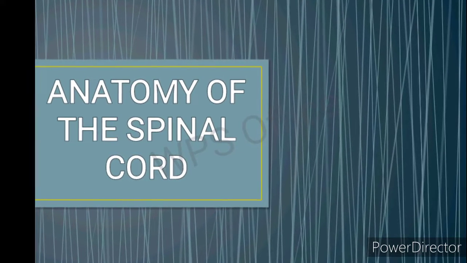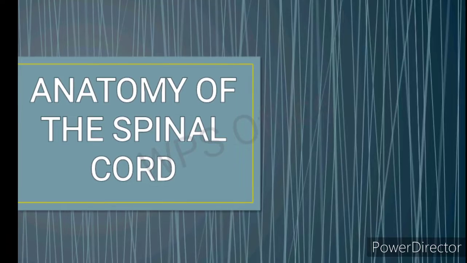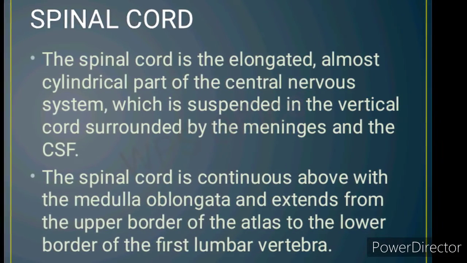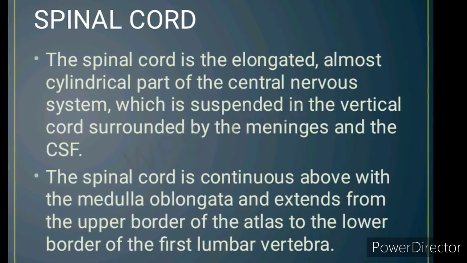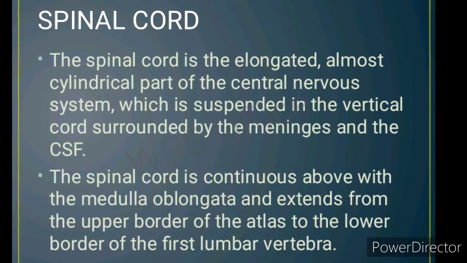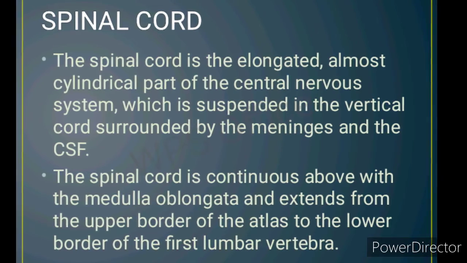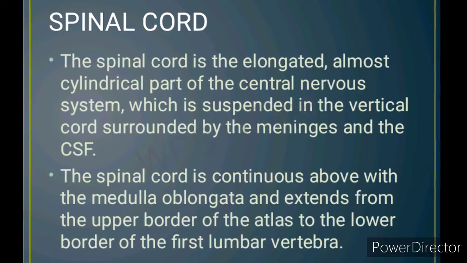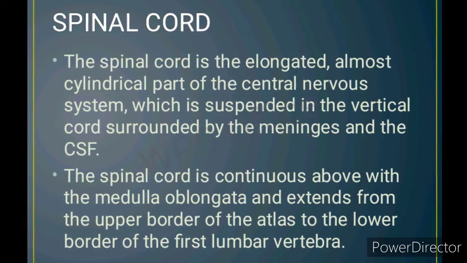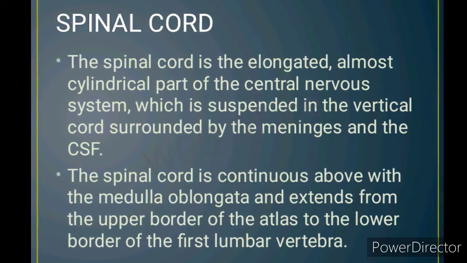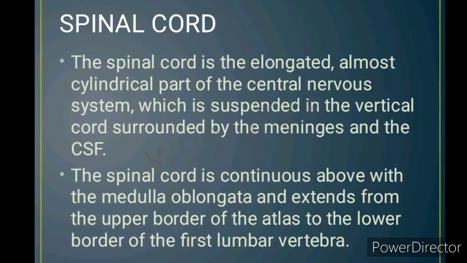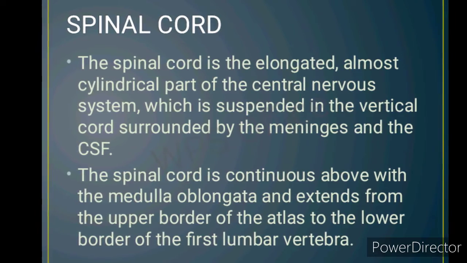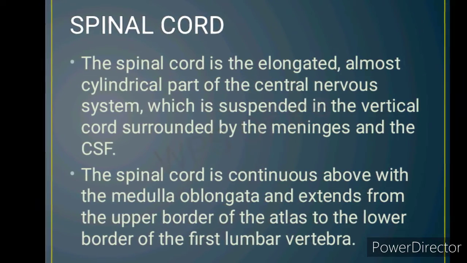Today we'll discuss the spinal cord, the structure of the spinal cord, and what is included under it. The spinal cord is an elongated, almost cylindrical part of the central nervous system. It goes along our vertebra, suspended in the vertebral canal, surrounded by the meninges and the CSF. Like in the brain, CSF is also flowing in the spinal cord, and it is covered by the meninges.